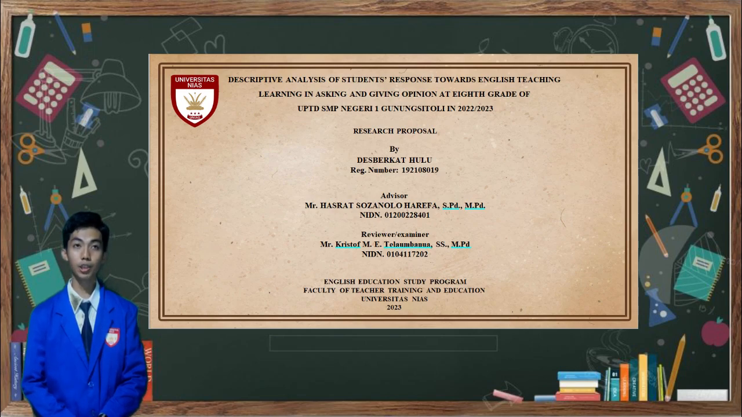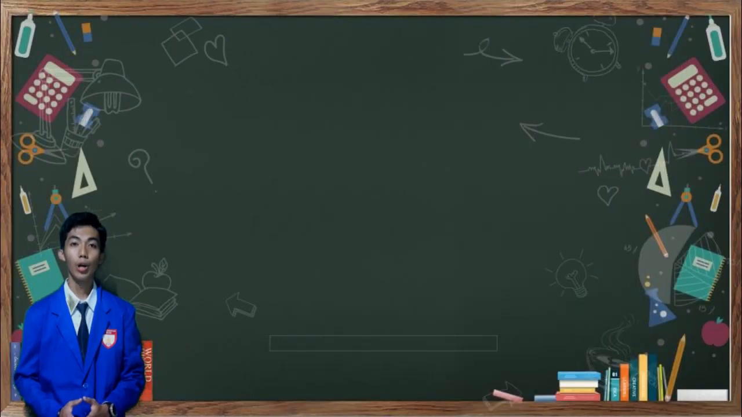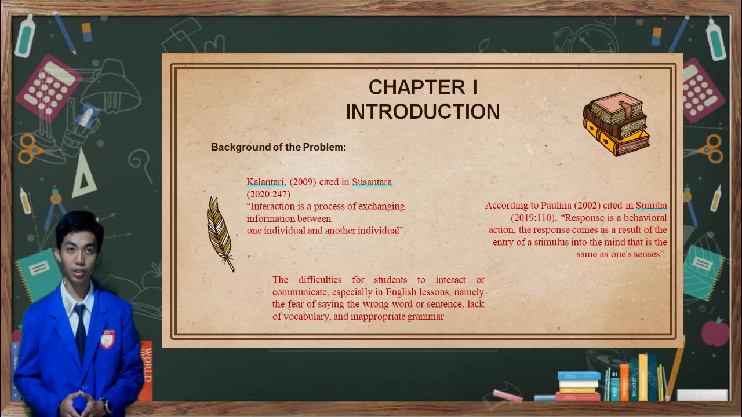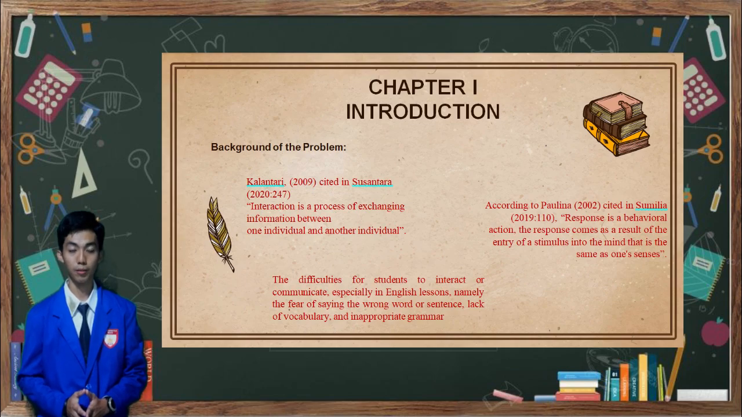So the research proposal is divided into chapters. The first is chapter 1, Introduction, chapter 2 is the Literature Conceptual Framework, and the last is chapter 3, Research and Method. Now I will explain chapter 1, Introduction. The first is the background of the problem.